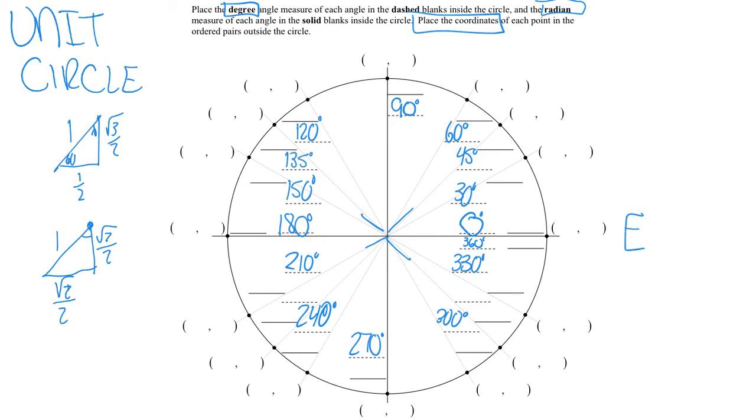I just add 45 to that. 135 plus 45 gives us 180. We already have that in there. 180 plus 45 gives us 225. Add 45, you get 270. Add another 45, you get 315. And then you have completed your unit circle.